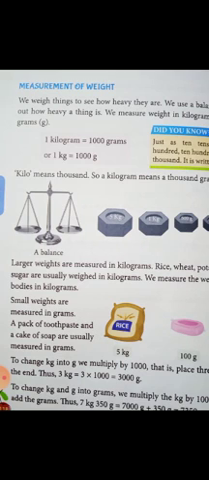So it's time for the homework. Solve any 3 problems of your own, changing kilograms to grams, in your maths homework notebook and send it on WhatsApp.